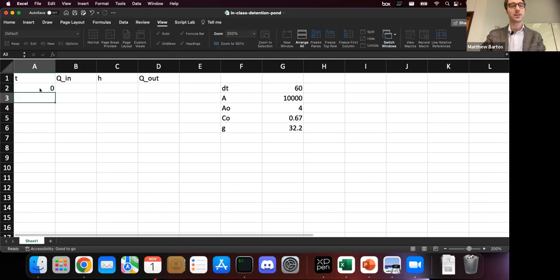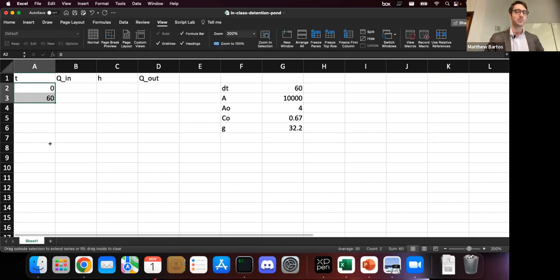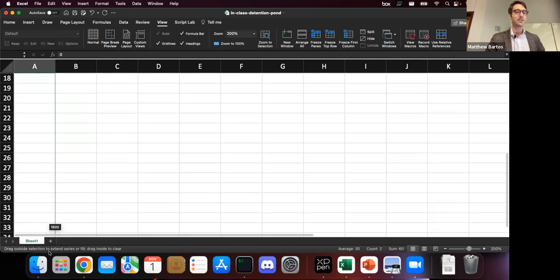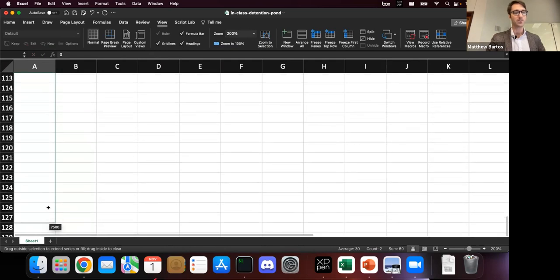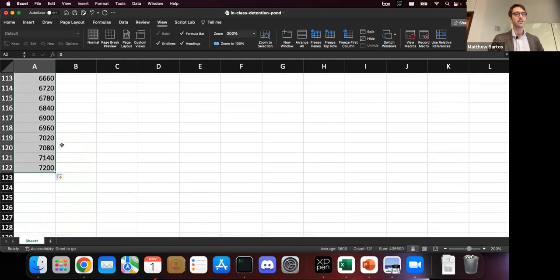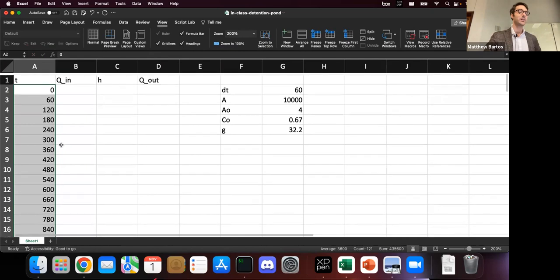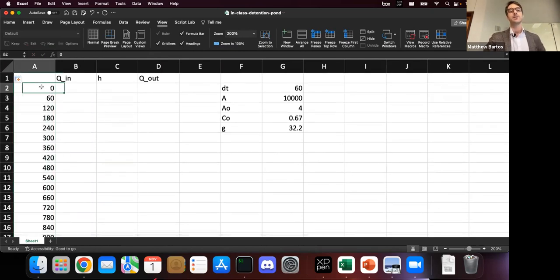Okay, so for the time, we're working in 60-second increments. So I'm going to create these first two rows, 0 and 60, and then I'm going to drag all the way out to 7,200 seconds, which will be at row around 122. Okay, so I created a column of time, our time step from 0 to 7,200 in 60-second increments.